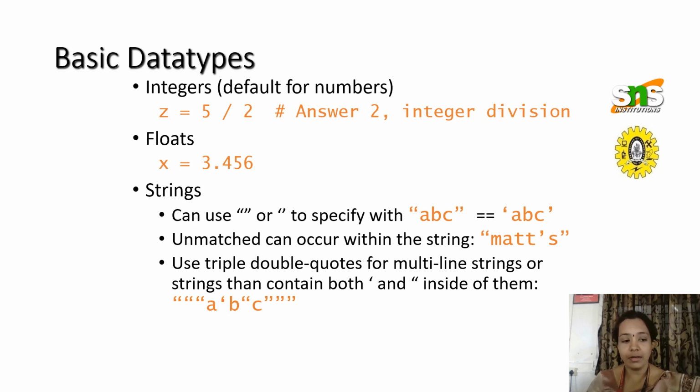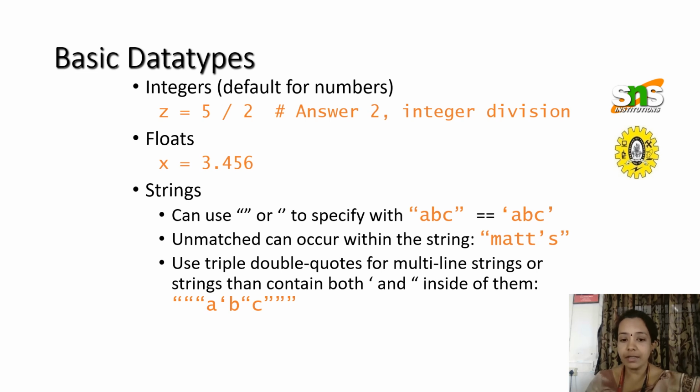So the next one is data type. As I told already, we have data types like integer. If it is a number, then we say it is an integer. So 5 is an integer, 2 is an integer. We are performing division operation here. So float is nothing but the decimal value. Whenever I have a decimal value, I use the float option.